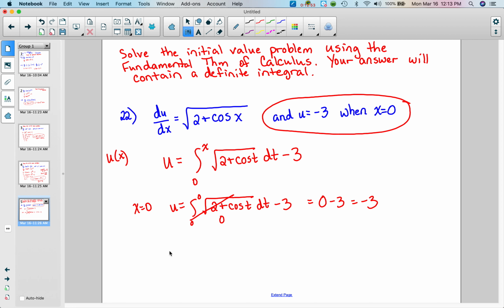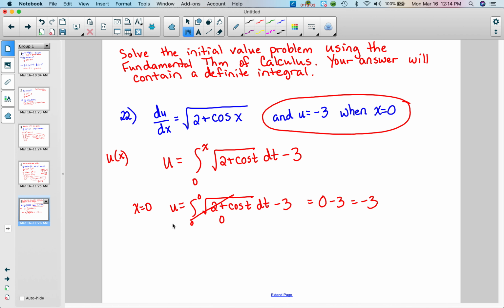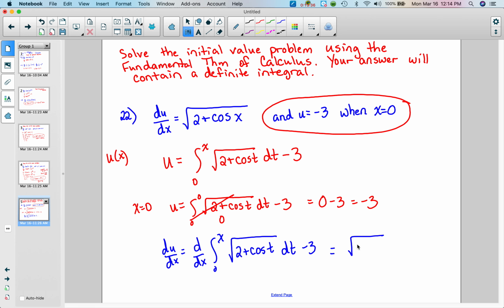So let's now take this and go back to what I have up here and find the derivative. If I want to find du dx, remember what I'm doing is taking the derivative of an integral, and I switched to t. This is like a dummy variable. This is why they mention it's the fundamental theorem of calculus. You're taking the derivative of an integral, with a constant at the bottom and an x at the top. Notice what's going to happen: I just plug in an x, and so I get the square root of 2 plus cosine x, and then this minus 3.